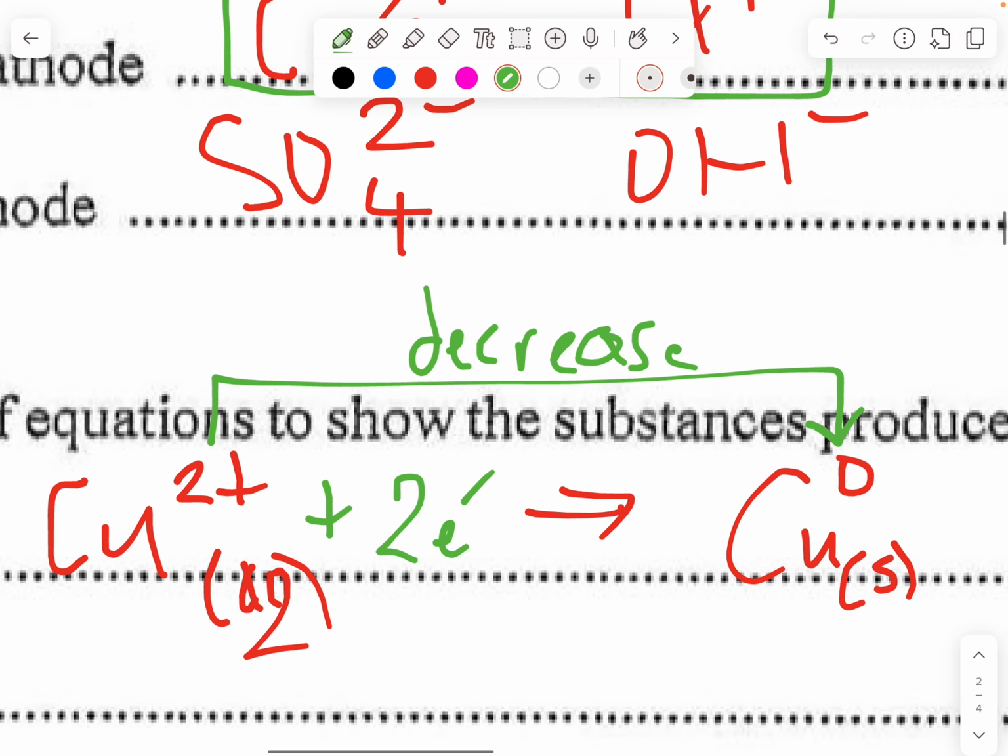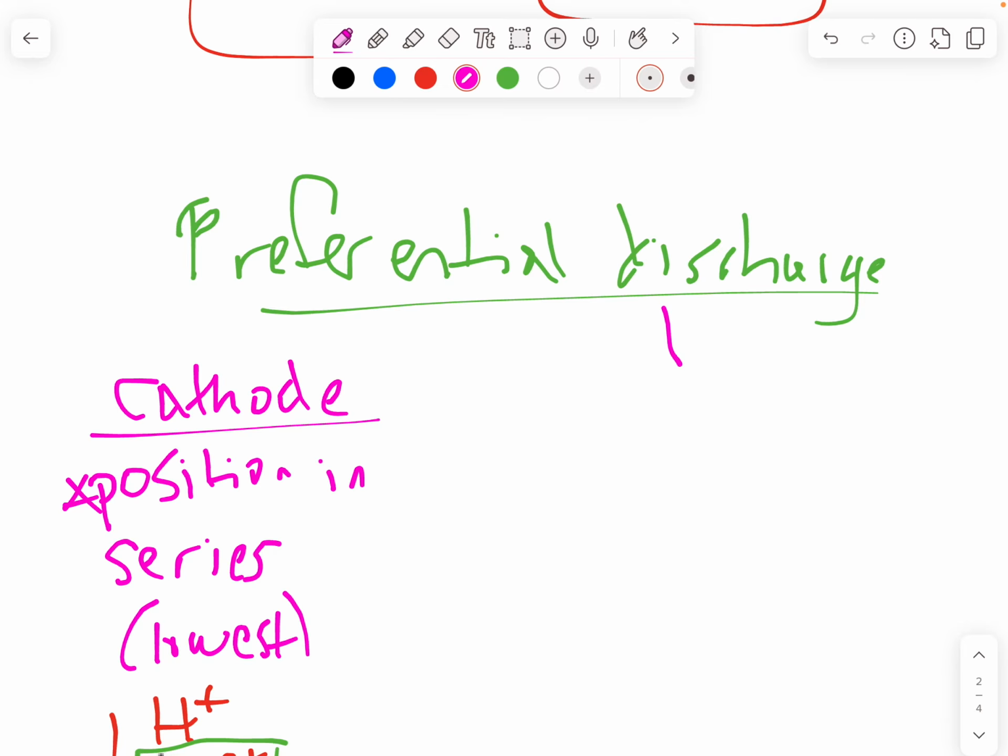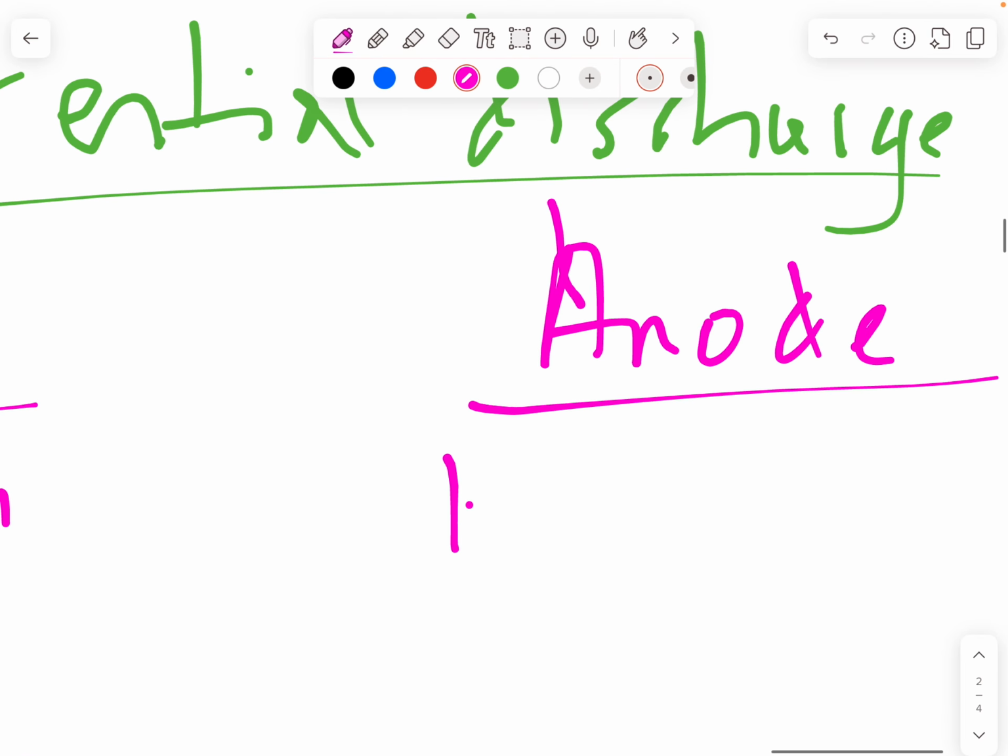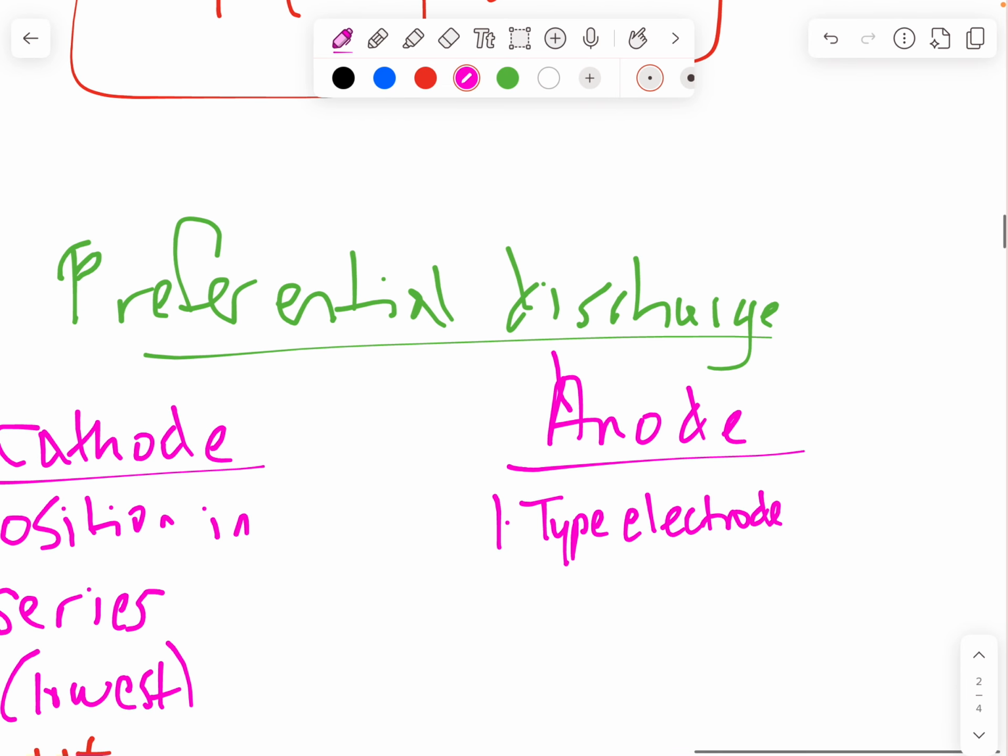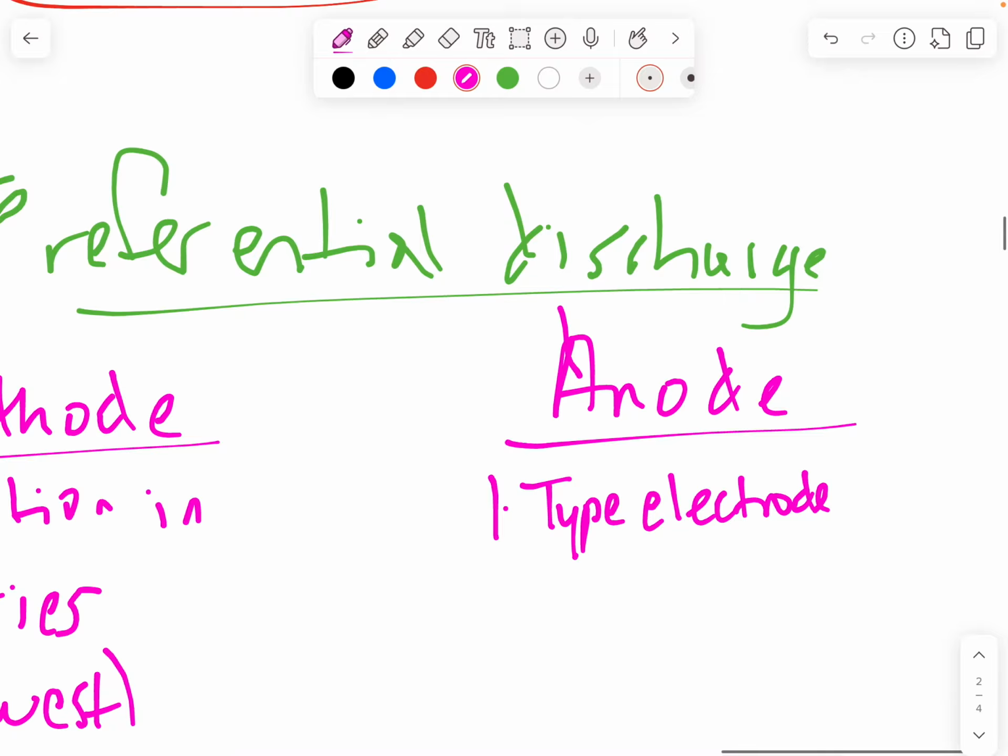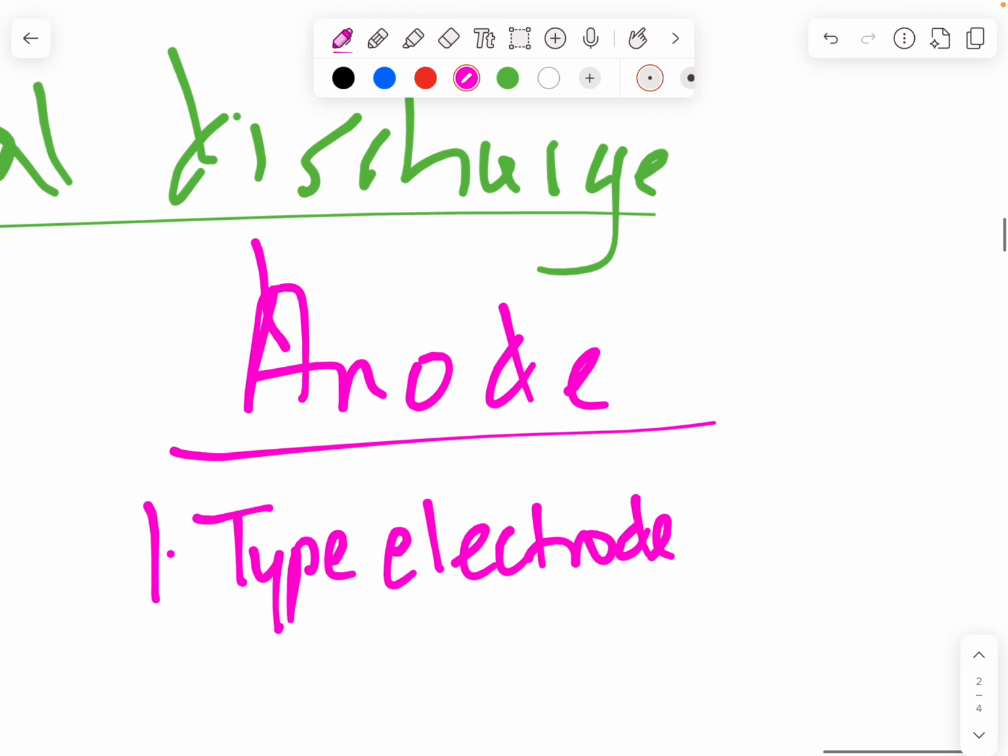Now for the anode, we have to consider 3 factors that affect preferential discharge at the anode. So for our anode, we have to follow these in order. The first factor that we look at is the type of electrode. If the electrode is active, then this is the one that we just stick to. That's the half equation that we're going to write. That is what is getting discharged, right? If the electrode is inert, so let me just put a little thing right here. Active.